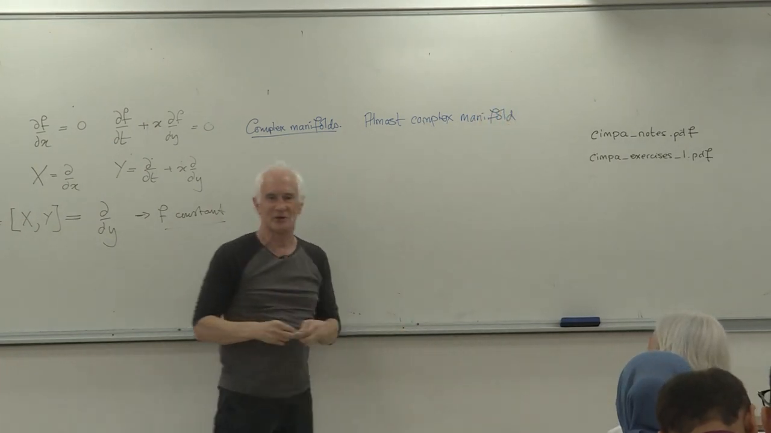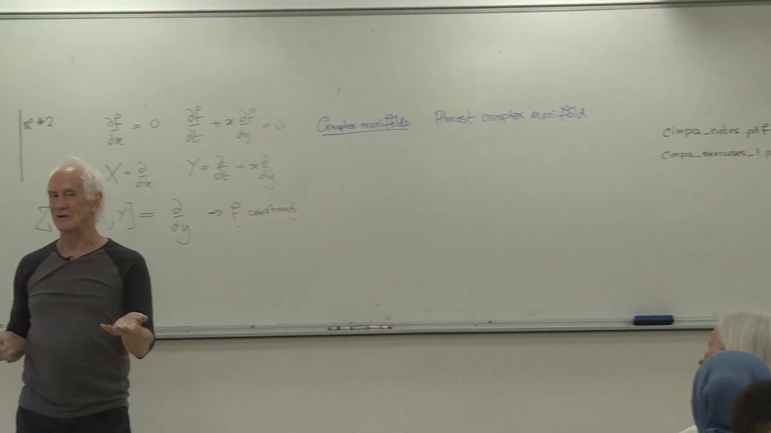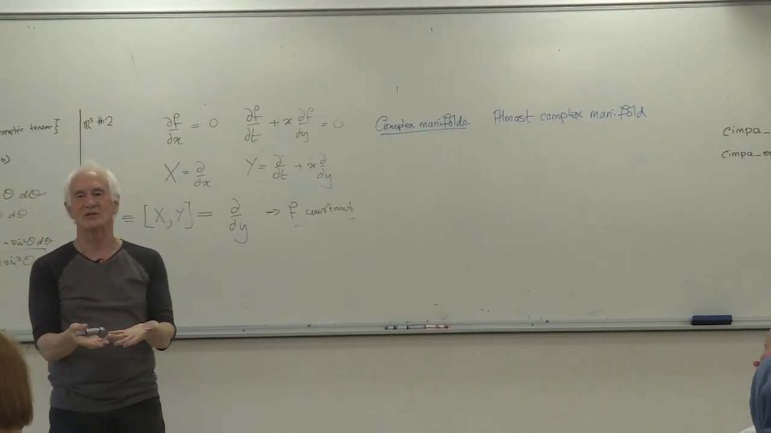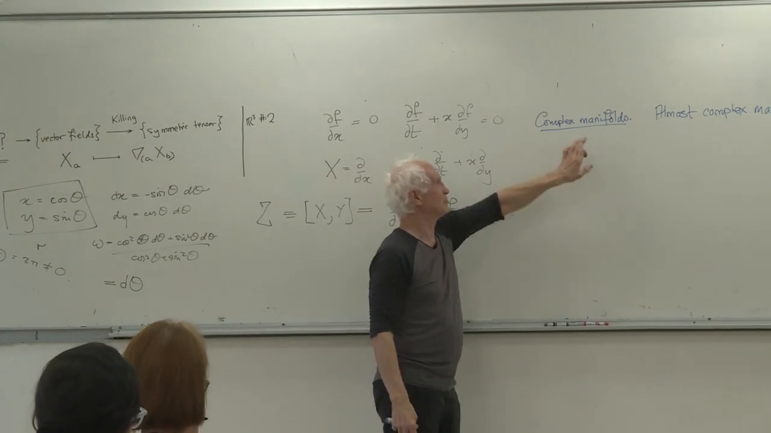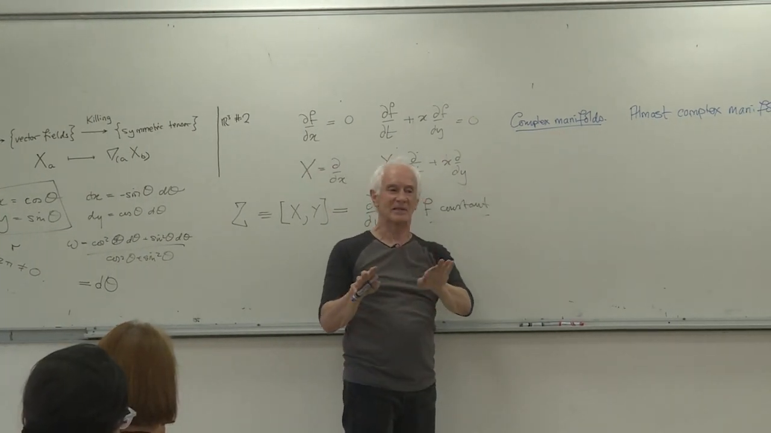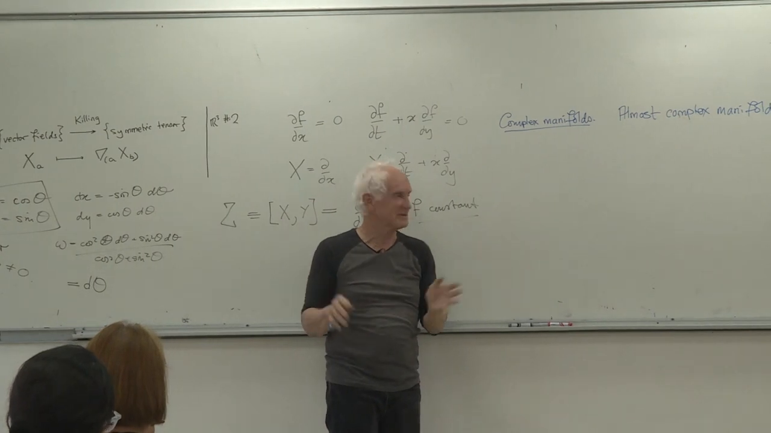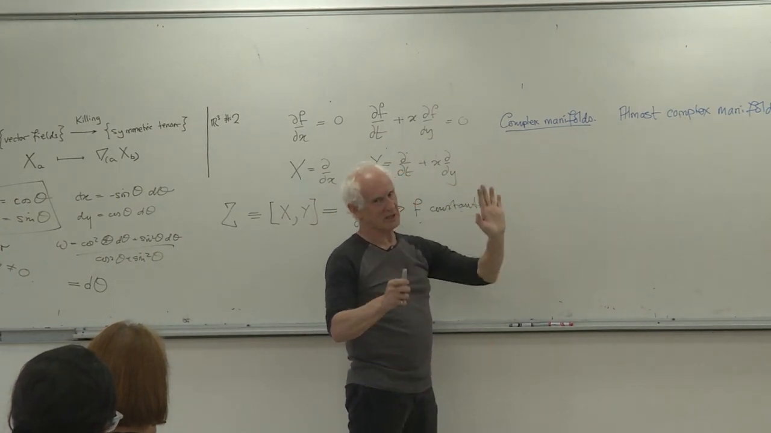Right, so perhaps we should call them holomorphic manifolds, because the change of coordinates is holomorphic. And complex, you know, when people talk about complex vector bundles, they mean something different. So anyway, we're stuck with this terminology.